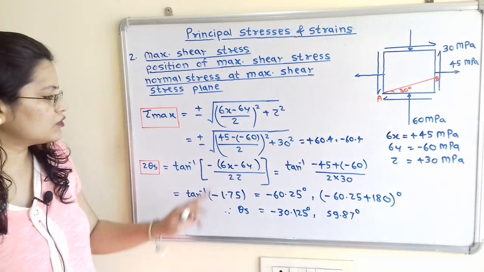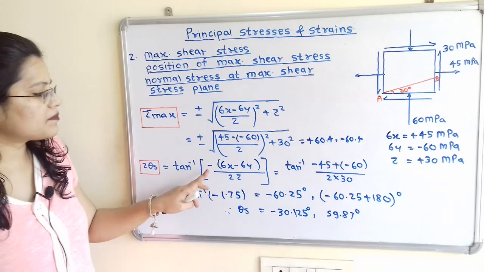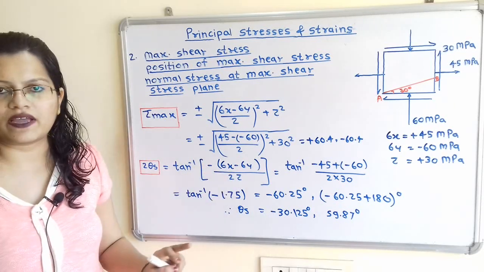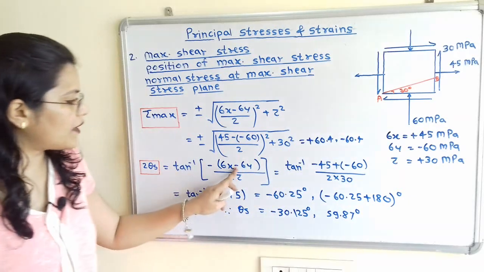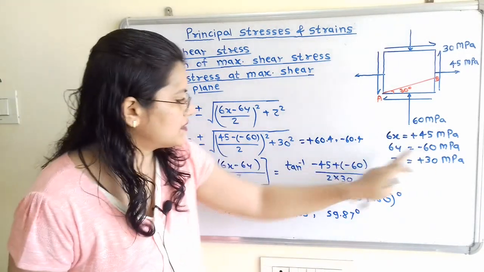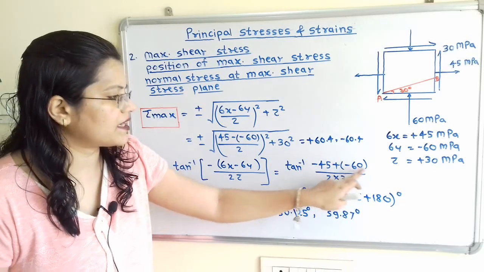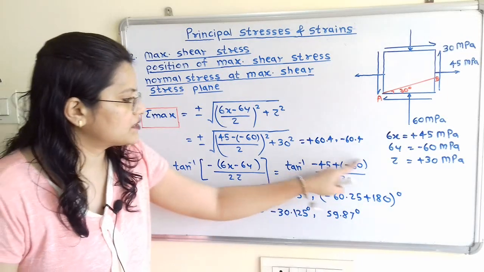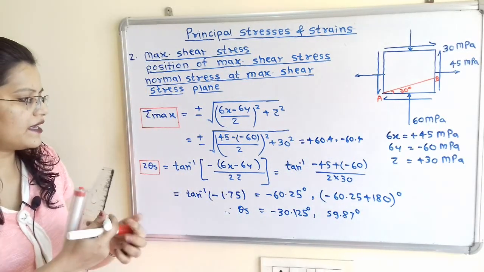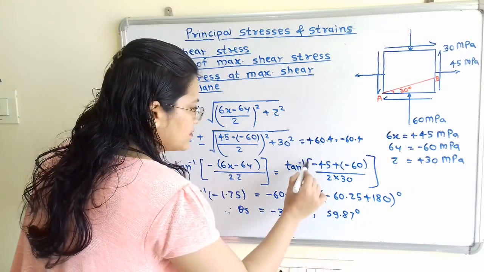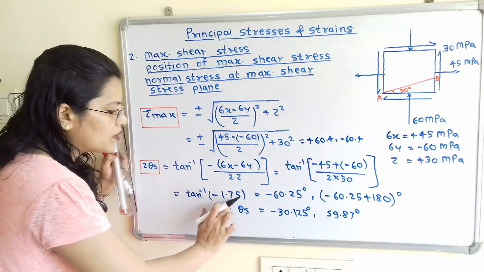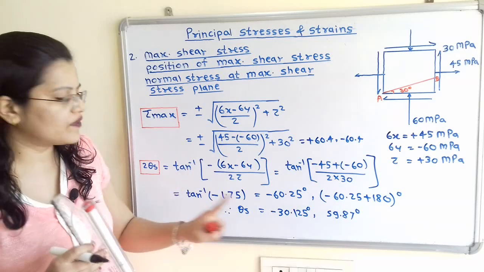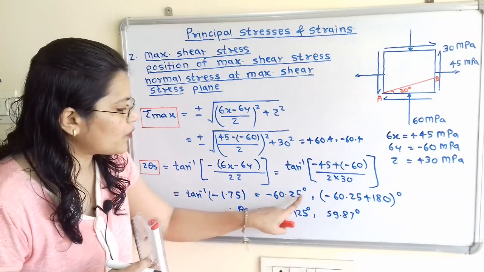So if we put the values here, I will multiply this minus sign inside the bracket. So it will become minus sigma x plus sigma y. So minus 45 plus sigma y, that is minus 60, so minus 45 plus inside the bracket minus 60, divided by 2 tau, that is 2 into 30. Now when we solve this, I will make here the square bracket. So when we solve this square bracket, we will get tan inverse of minus 1.75. When we take tan inverse of minus 1.75, we will get one angle, minus 60.25 degree.